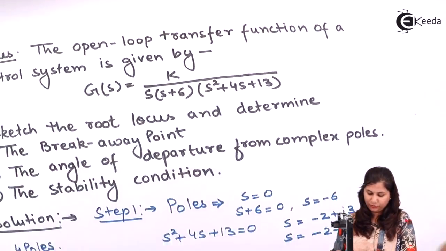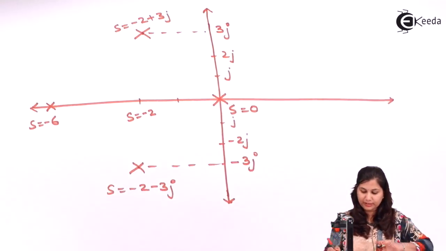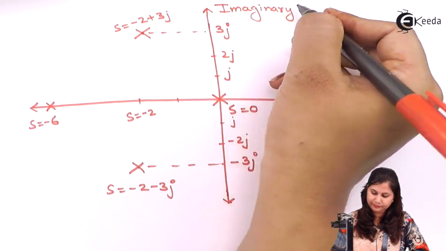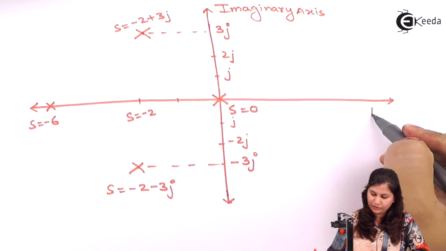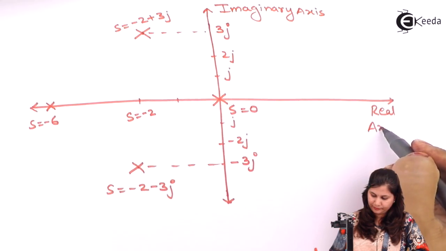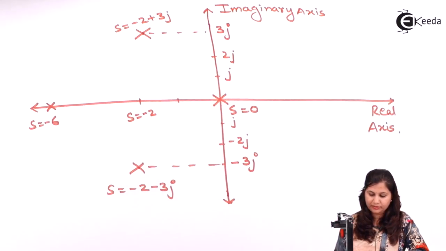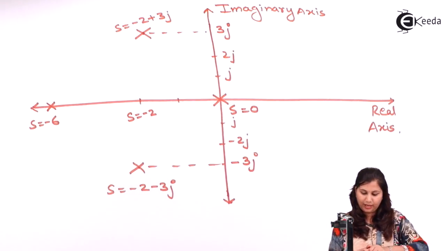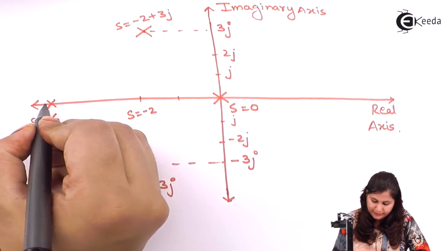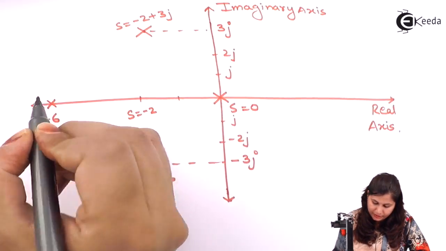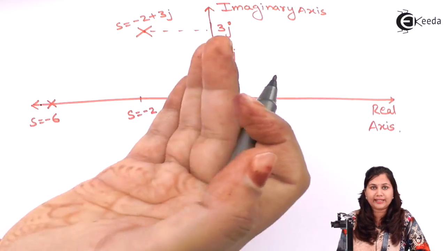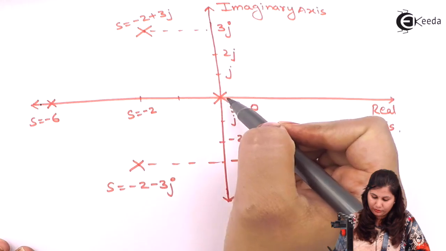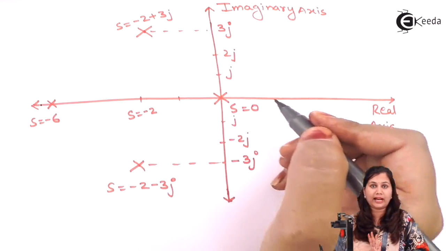Zeros, we don't have any zero in this system, so we are not going to plot in this. This was our imaginary axis, and this is real axis. Now we have to obtain the direction of our root locus. So if we take for this pole here, take a point, the number of poles and zeros on the right hand side of this point, that is 1, 2, 3, 4. We are having 4 poles.